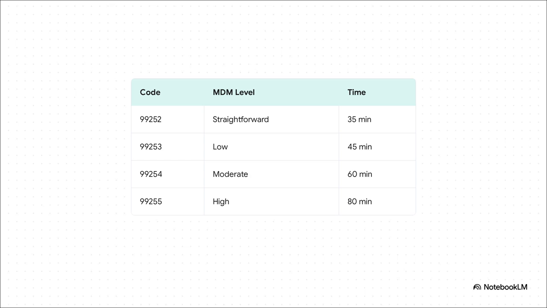Now, here is a remarkably strict CPT rule you absolutely cannot forget. Only one consultation may be reported by a consultant per admission. That's it. You get one shot at the consult code. Any subsequent visits by that same consultant during the exact same hospital stay, well, they must be reported using subsequent hospital care codes, not consultation codes.